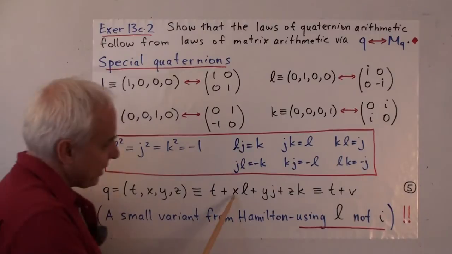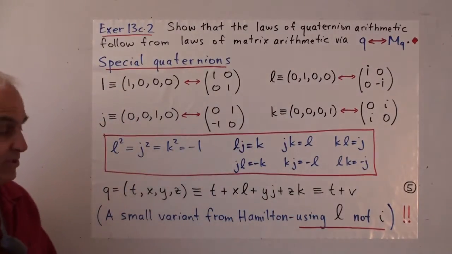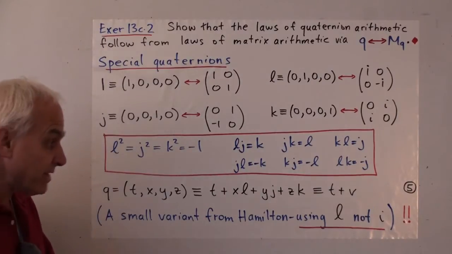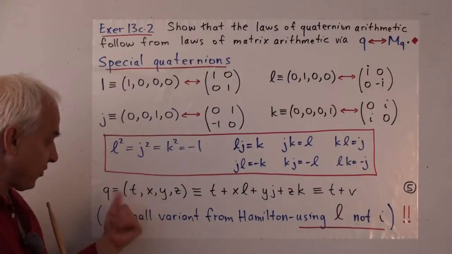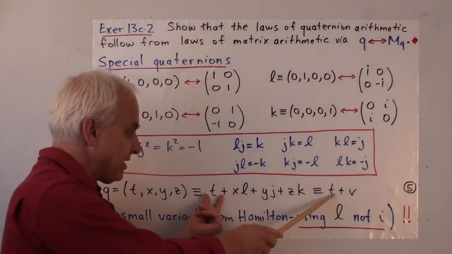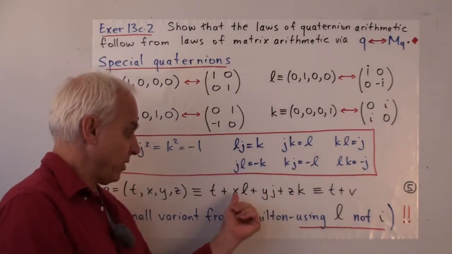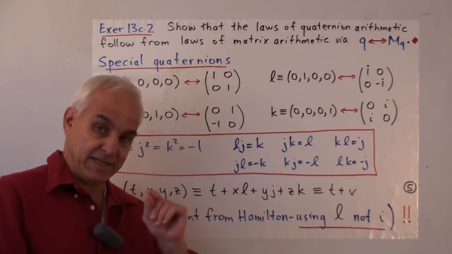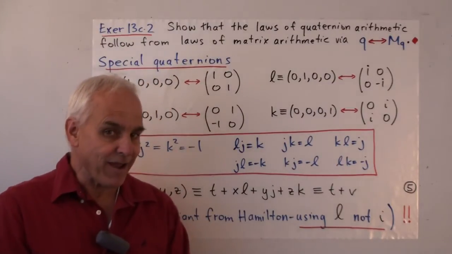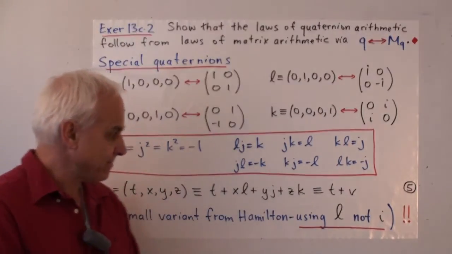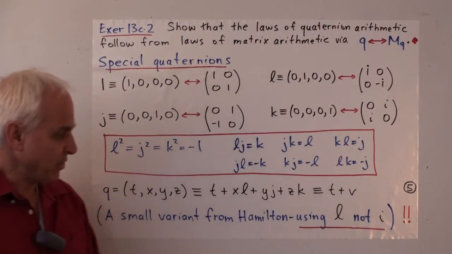And then we can think about this triple here as really representing a vector in three-dimensional space, which we'll typically denote V. So we can think of this quaternion as being the t, the scalar part, and the v, the vector part, is a vector with coordinates x, y, z with respect to the standard basis L, J, K, and not I, J, K as usually appears in engineering texts. So it's a small variant from Hamilton using L, not I.